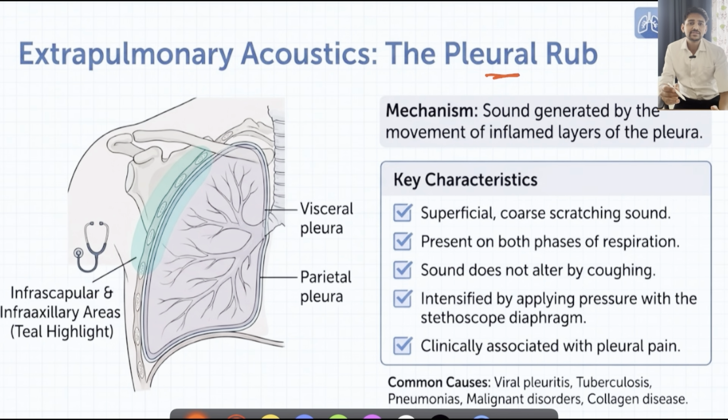Mainly in the areas of maximum expansion of the lung, that is infra-axillary or infrascapular areas, if the pleural layers are inflamed, we might hear this pleural rub. So it is generated because of the movement of these inflamed layers of pleura. How will be the character? It is quite superficial, a coarse scratching kind of sound, and it is present in both phases of respiration, inspiration as well as expiration.